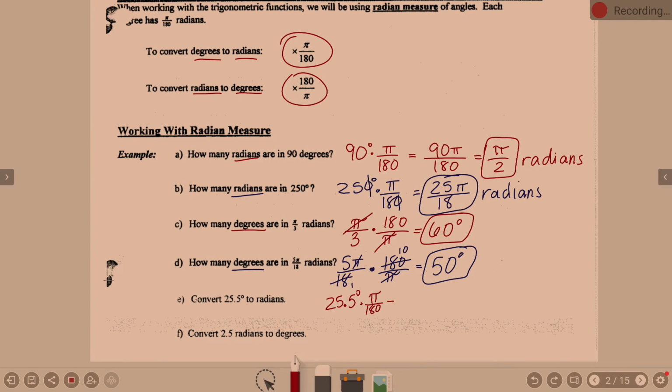Now, at this point, we've got a decimal in there, don't we? So I'm going to go ahead and multiply this. 25.5 times pi is going to be 25.5 pi over 180 for the moment. I say for the moment, though, because we don't traditionally leave decimals within fractions. So how do I get out of a decimal spot? You multiply by 2.